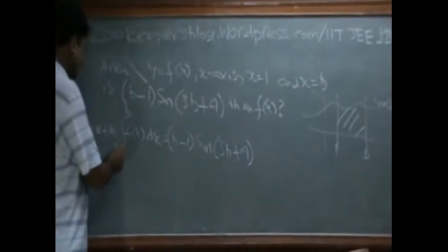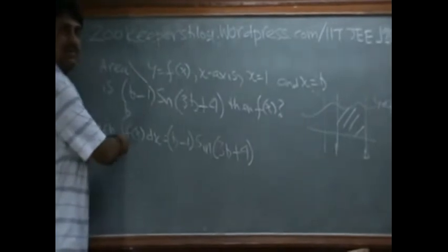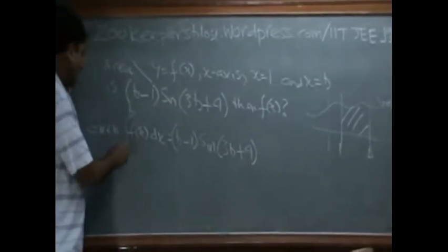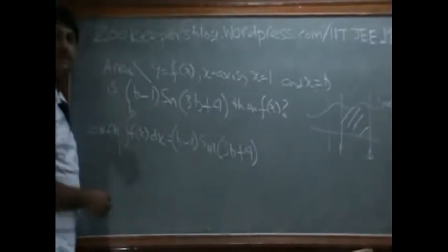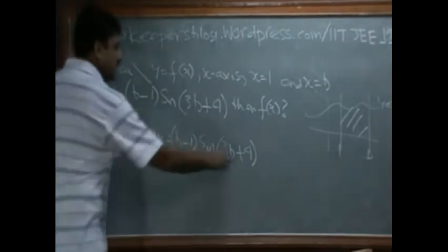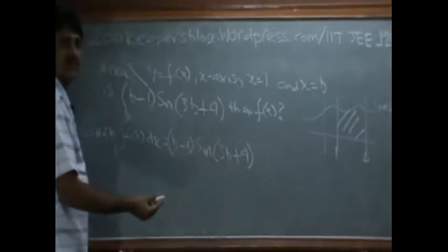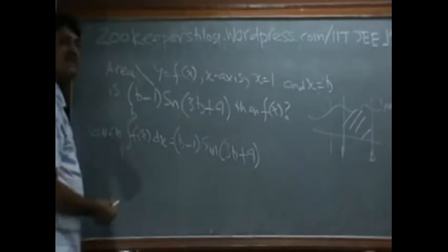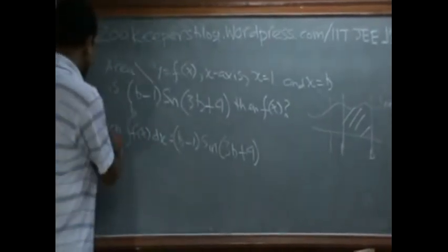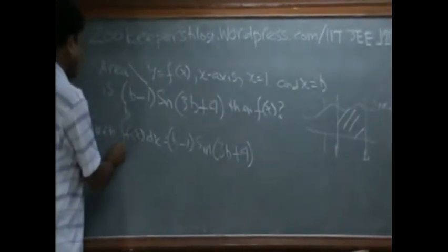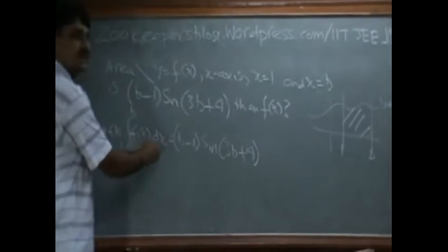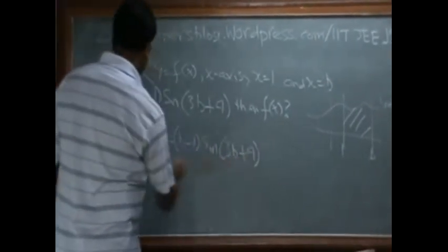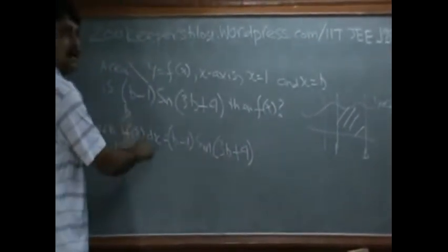So how we solve it is, if you appreciate, deliberately they have given you the lower limit as a constant and the upper limit as b, which means for different values of b you get a function of b finally. So consider b as a variable. If you consider given, so this is given that integral 1 to b f(x) dx is (b minus 1) sin 3b plus 4, because this is the area.